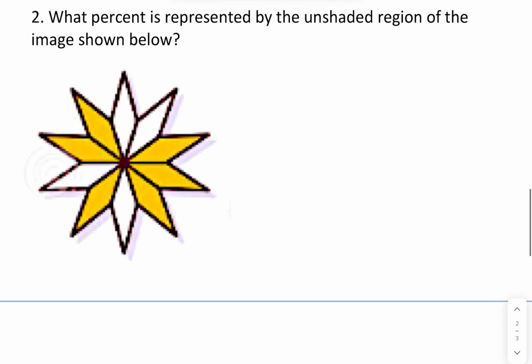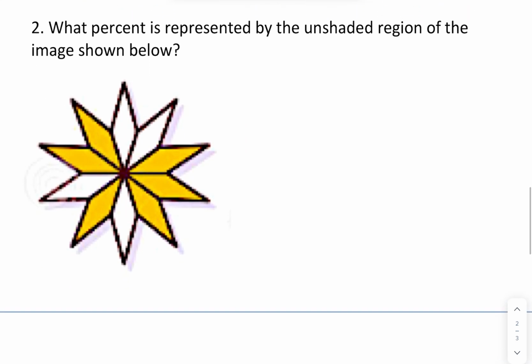All right, number 2. This one wants what percent is represented by the unshaded. So we have to be careful because this one wants unshaded and it wants a percent. But again, we have a picture, so we need to start with our fraction. But on this fraction, our top numerator is going to be the unshaded. So they are trying to trick us here. So the unshaded in this picture would be white, the white pieces. And then total also would go on the bottom.